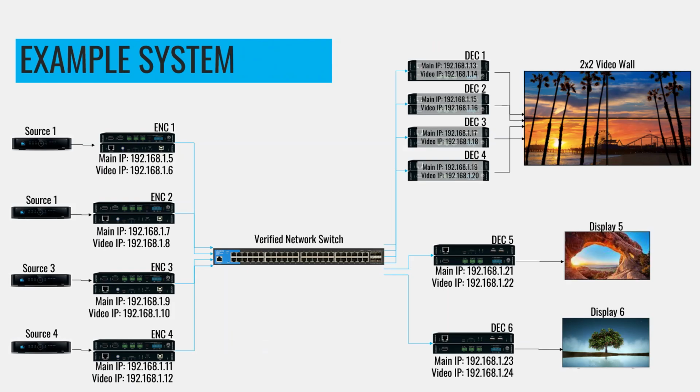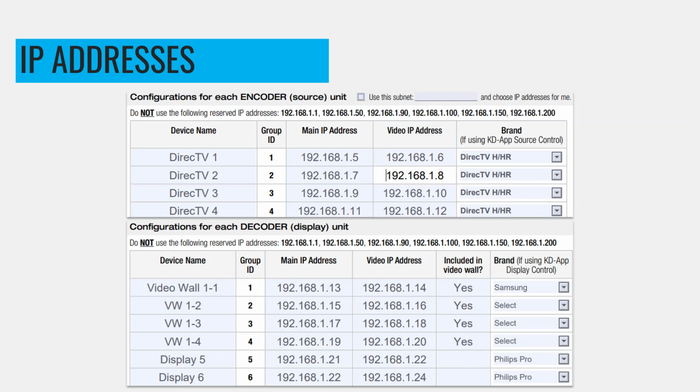In this scenario, we will build a KeyDigital 4K AV-over-IP system with 4 encoders and 6 decoders, including a 2x2 video wall. The system will have IP scheme 192.168.1.x. Plan your desired IP addresses ahead of time. Remember that each unit requires 2 IP addresses. The main IP address is for inter-system communication, and the video IP address is for the transmission and reception of the video stream.